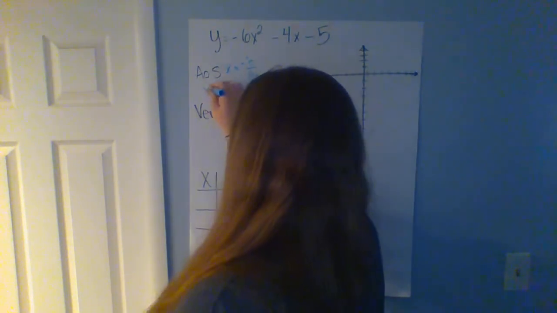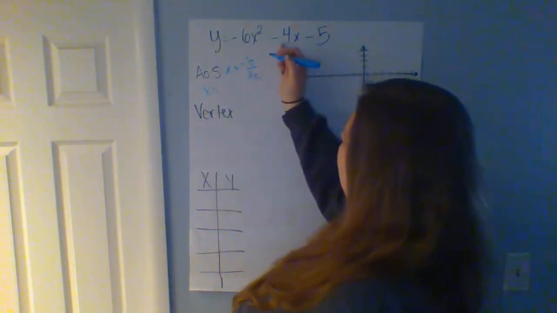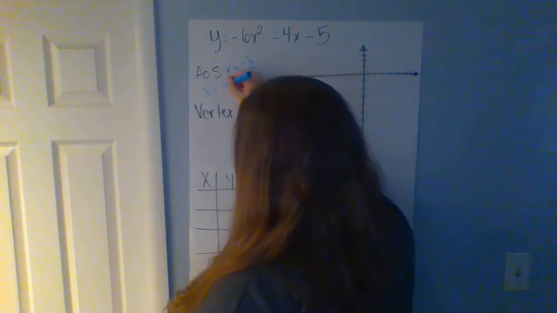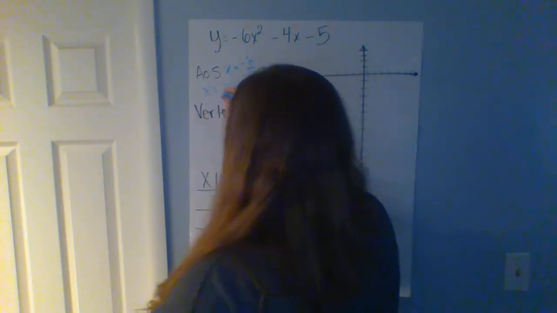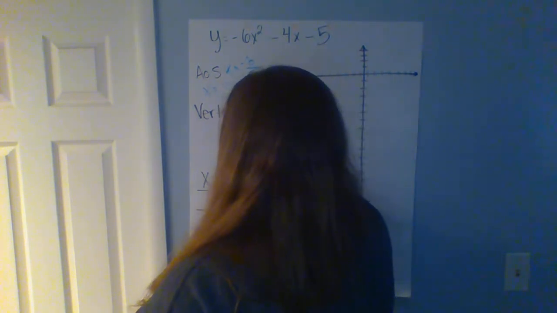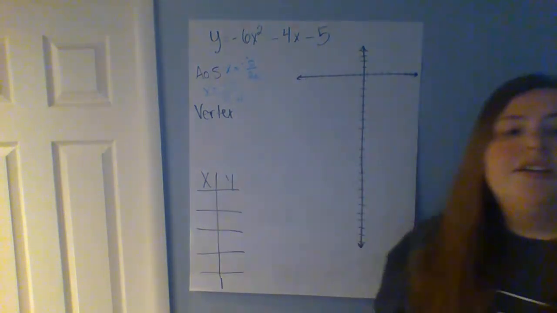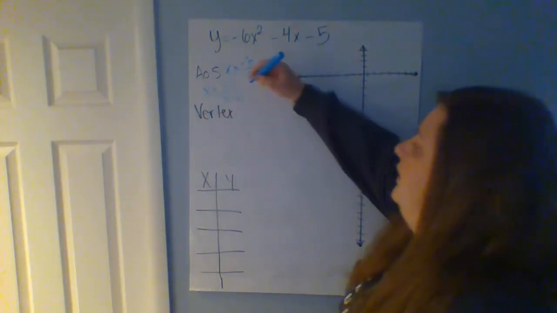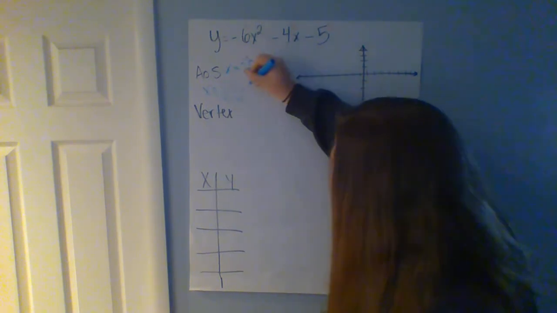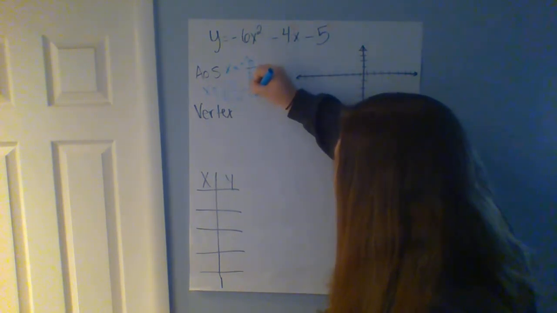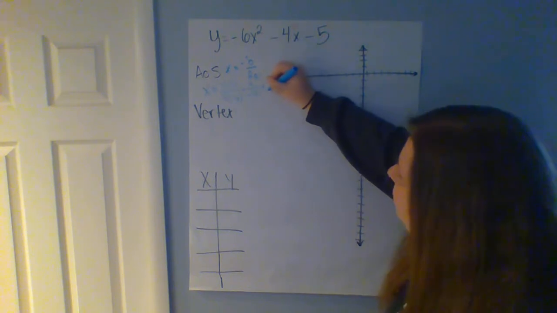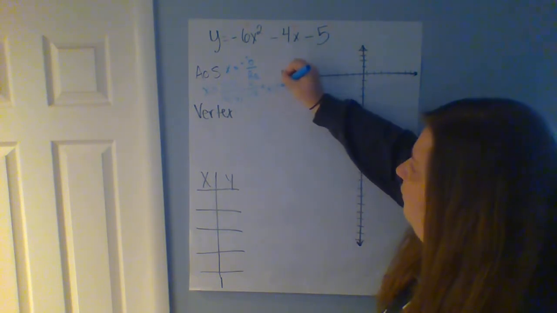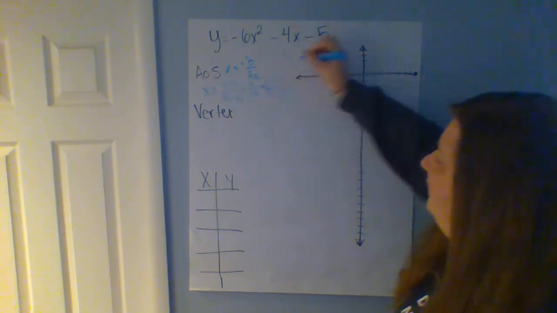So our axis of symmetry is going to be x equals negative negative 4 over 2 times negative 6. So that negative negative becomes a positive. 2 times negative 6 becomes negative 12. So we have 4 over negative 12. We can then simplify that to be negative 1 over 3.